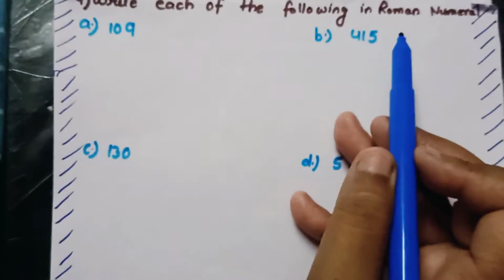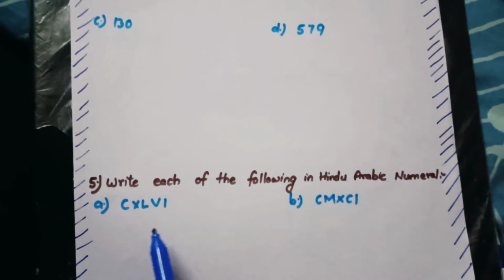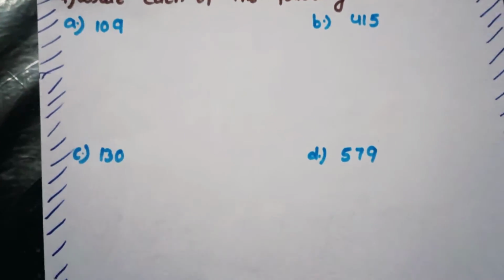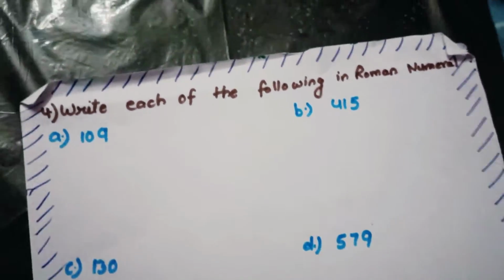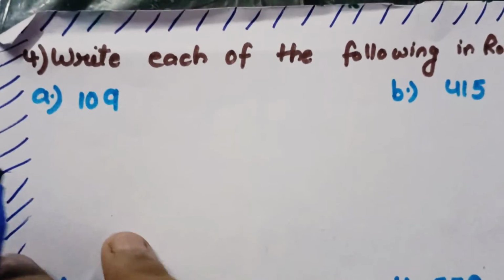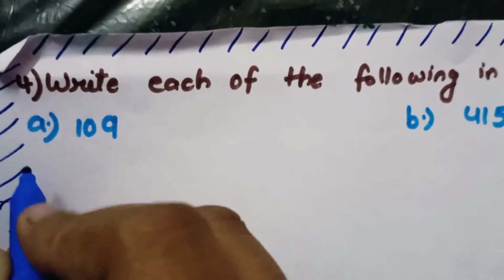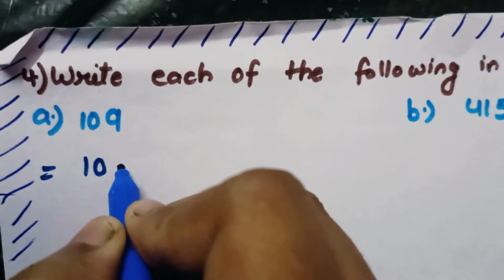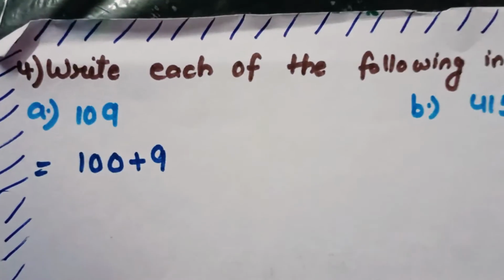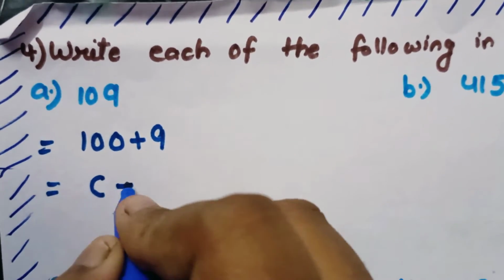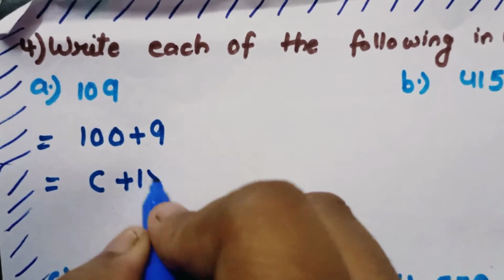Take the correct answers. Now we'll move on to conversion from Hindu Arabic to Roman numerals, and from Roman numerals to Hindu Arabic. Let us get started. The first question's first number is 109, and let me explain once again how to convert it. First of all, we need to expand it as 100 plus 9. Now the Roman numeral of 100 is C, and put this plus sign. Now the Roman numeral of 9 is IX.